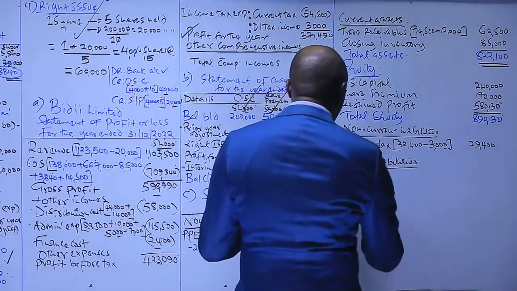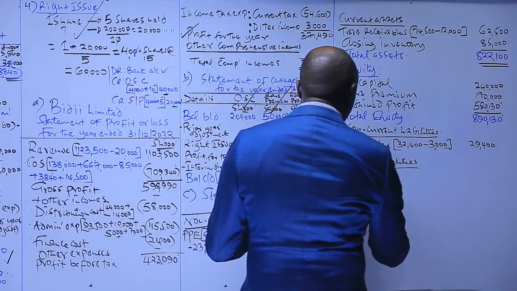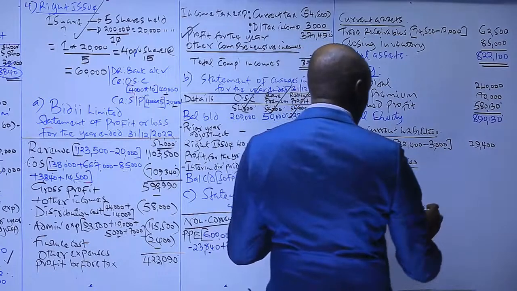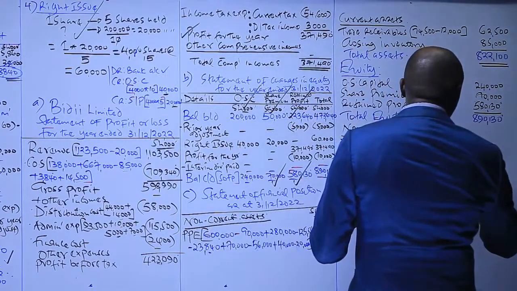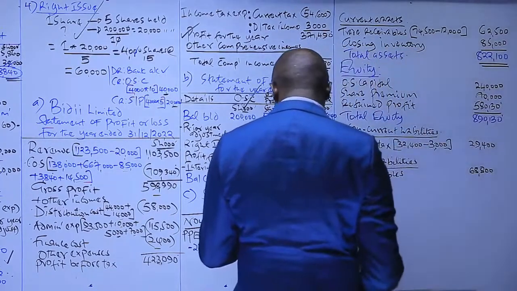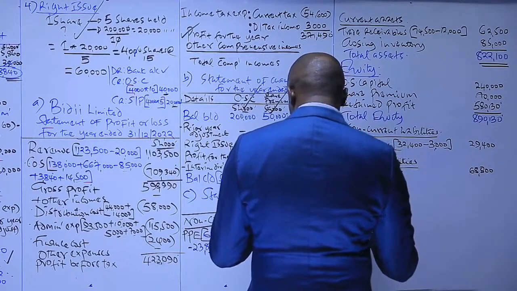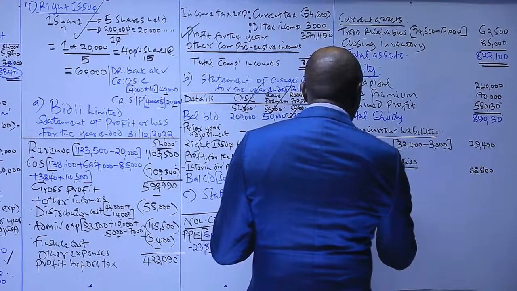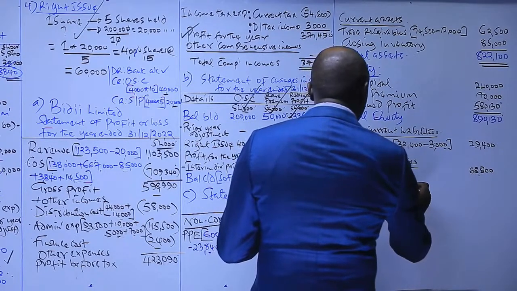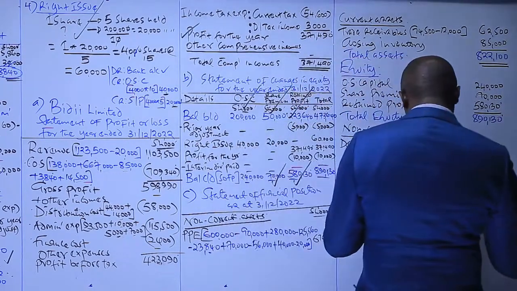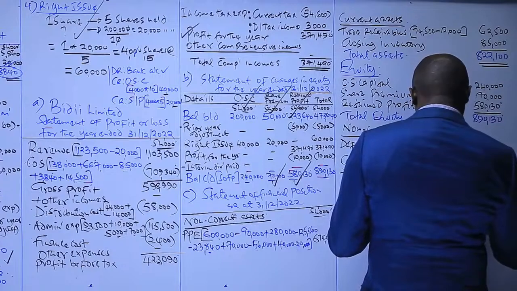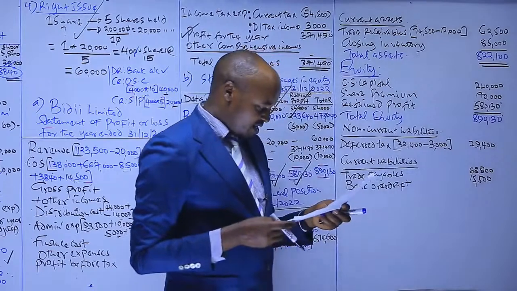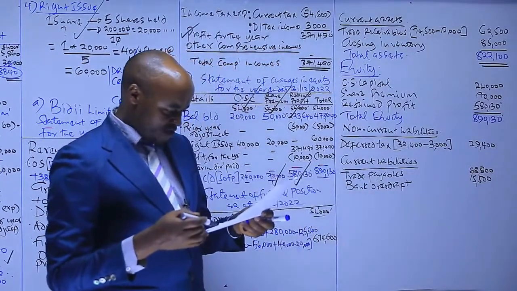So one, we have the trade payables. The trade payables is an amount of 68,800. Then below that we have the bank balance, or basically the bank overdraft. The bank overdraft is 15,500. Yes, I think those are the two items which we have in the trial balance here.